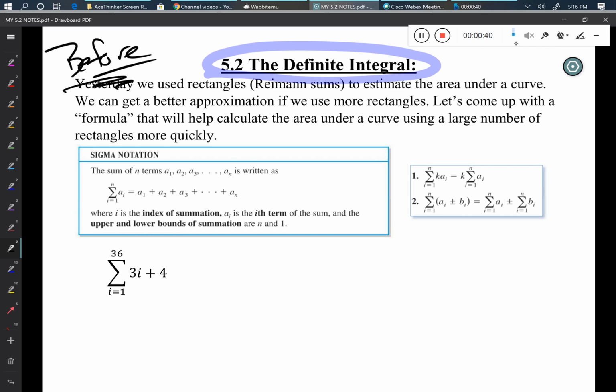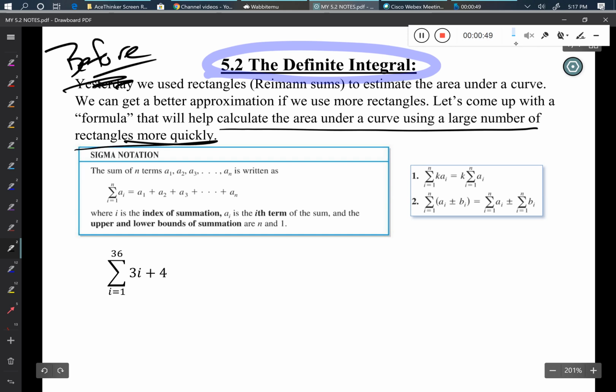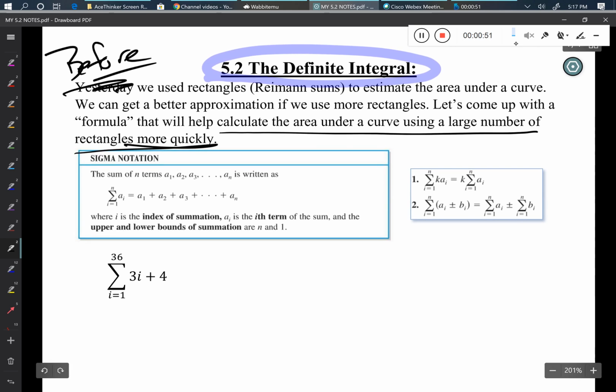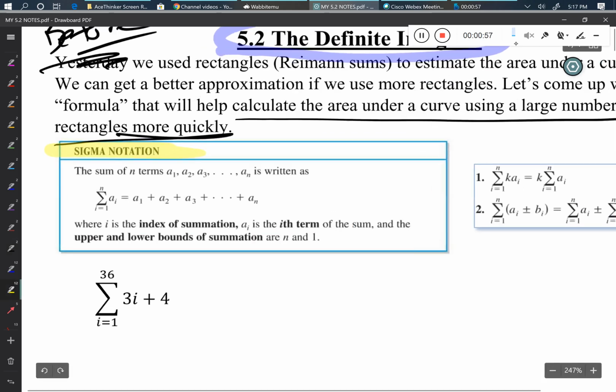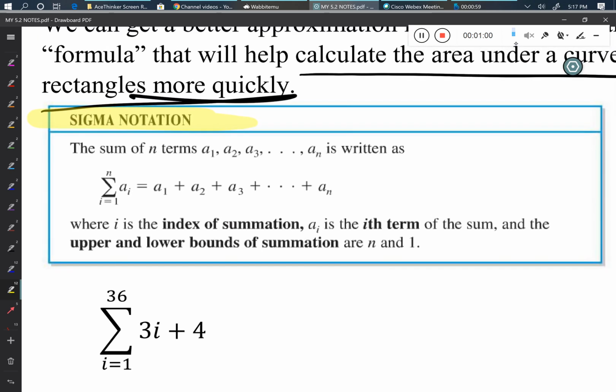So what we're going to do is come up with a formula or an approach, an algorithm, if you will, that'll help us calculate that area under the curve using a large number of rectangles more quickly. Now, in order to do that, we're going to have to use some sigma notation. Sigma notation is a summation notation. I'm going to zoom in on this. And basically what it says is, take the sum of a bunch of terms of a sequence.